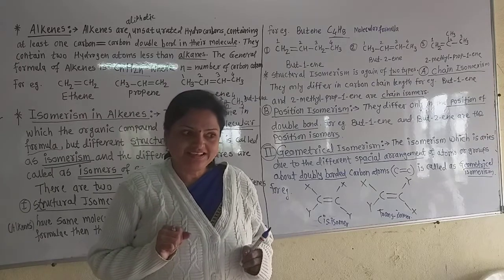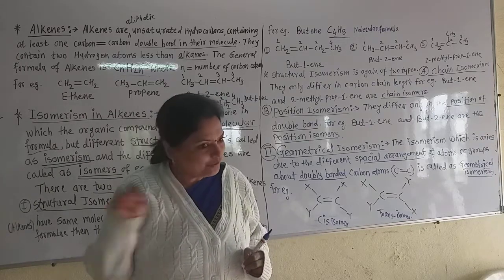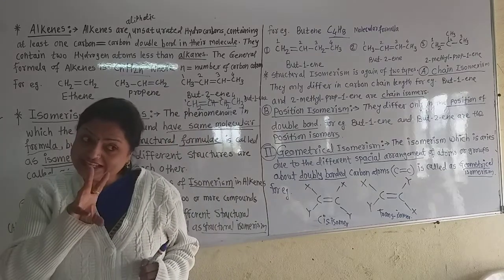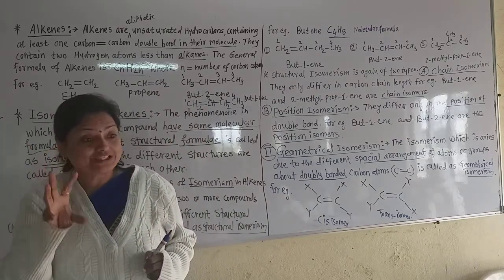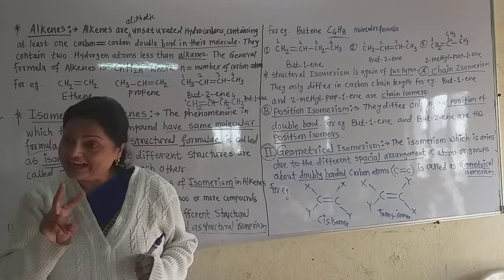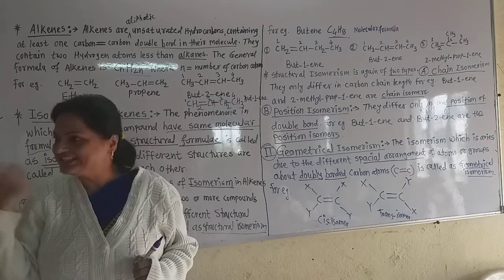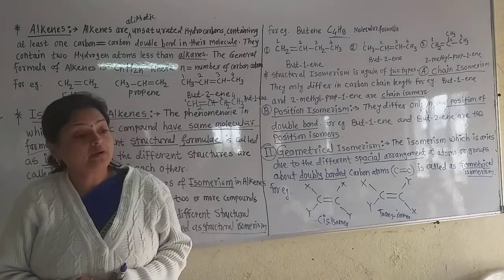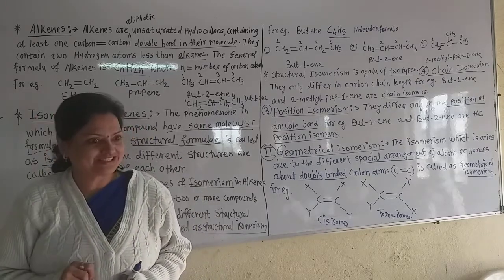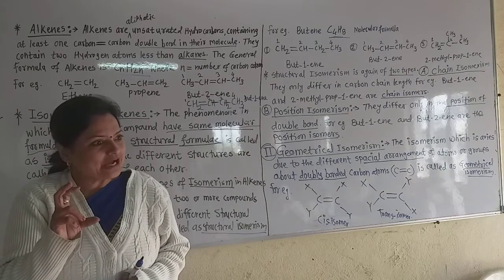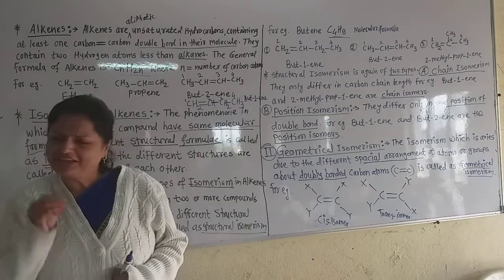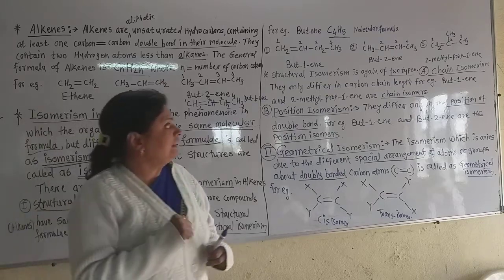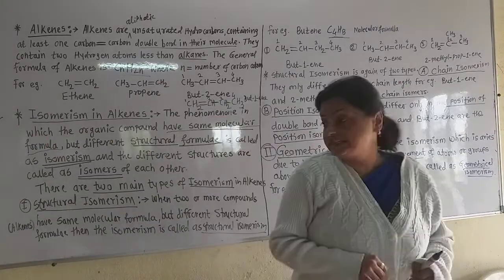Now you know that in butane there is normal butane, isobutane and neobutane. All of them have the molecular formula C4H10, but they have different structures. We already saw the isomers of alkanes. But in the isomerism of alkenes there are two main types: structural isomerism and geometrical isomerism. Very interesting topic, isomerism of alkenes. Now what is structural isomerism?